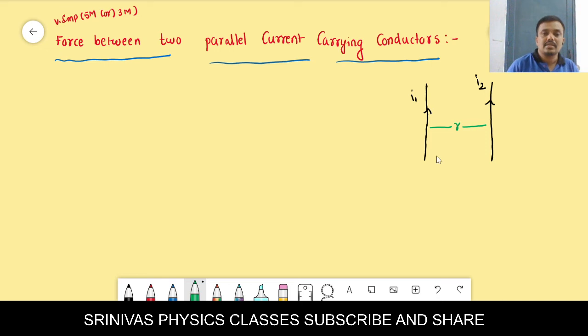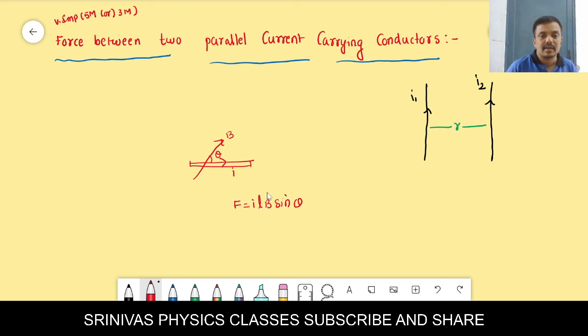Now, is there any force acting on these conductors? Between these two conductors there is some force. That force formula we are going to derive. For that, let us see here. For example, this is a current carrying wire. If it is kept in a magnetic field of induction B at an angle theta, force will act on this current wire. What is the formula for the force? That is ILB sin theta.